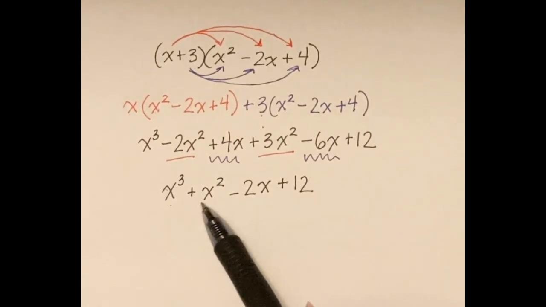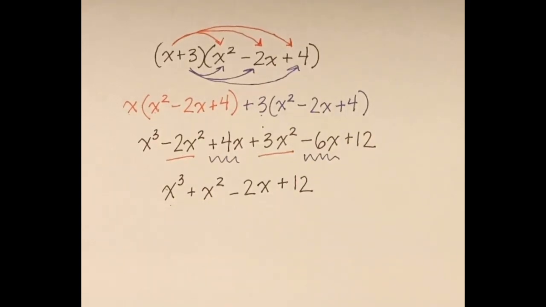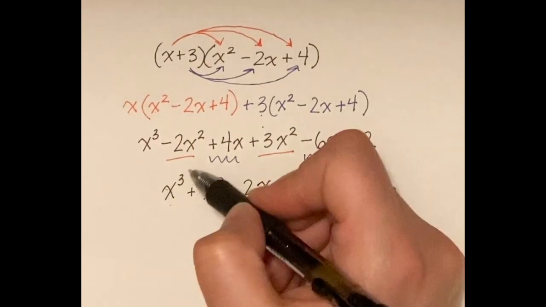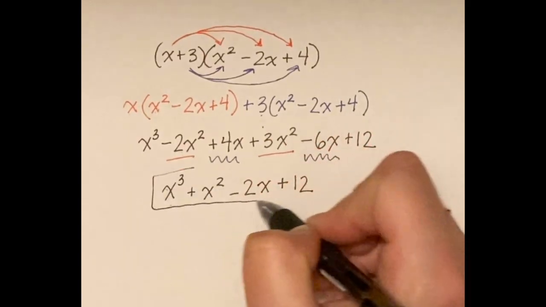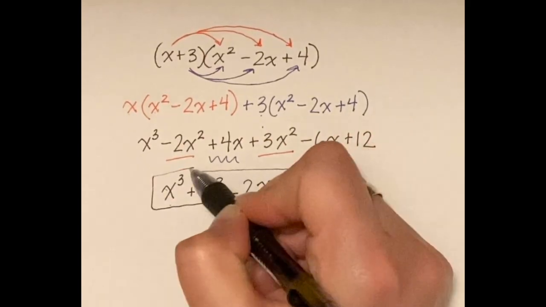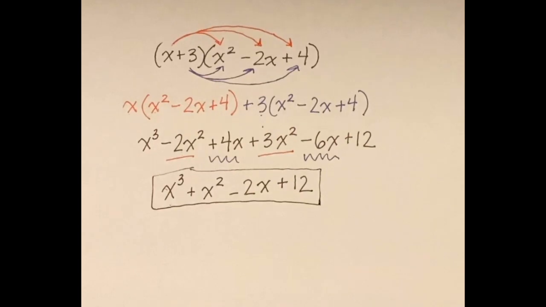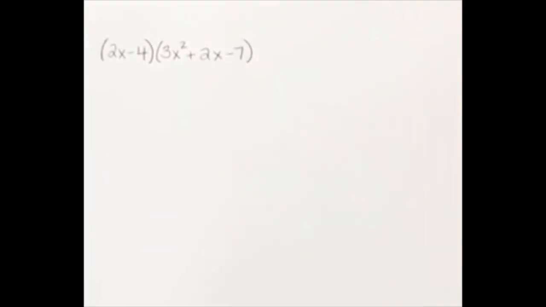Just double checking one more time. I don't have any other like terms, so I've combined everything that I can, and this is our final answer. X cubed plus x squared minus 2x plus 12. Whew! I am in awe of the awesomeness, Mrs. Sullivan. Nice work. Let's try another one.